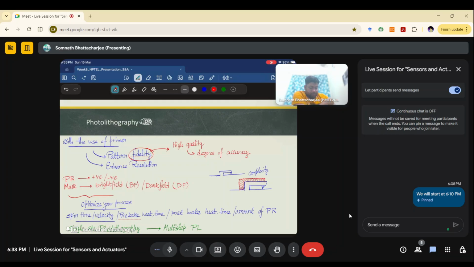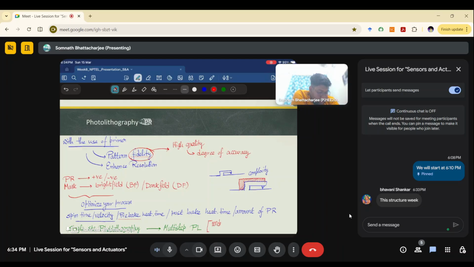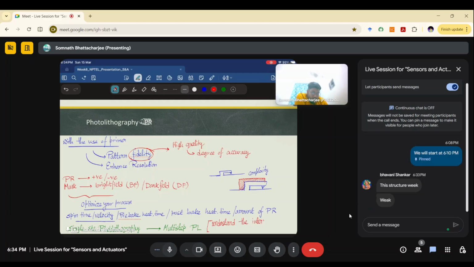Let me answer that. Apart from the device complexity, there's another major issue. What is that? You need to understand the structure.